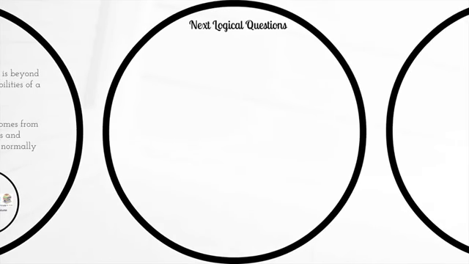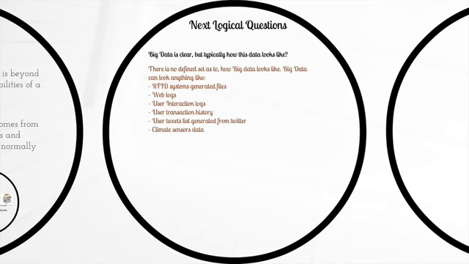Now, over a period of time, a few of my bright students have come up with a few questions, and I've used those questions to paint the complete picture of what exactly big data is. So let's look at those questions. First, it looks like big data is clear, but what does this data look like? Can I see something and say, hey, this is big data? Well, there is no defined set as to how big data looks. Big data can look like anything. It can be an RFID system generated file, a web log, user interaction log, user transaction history, user tweets, climate sensor data. It can be just about anything and everything.